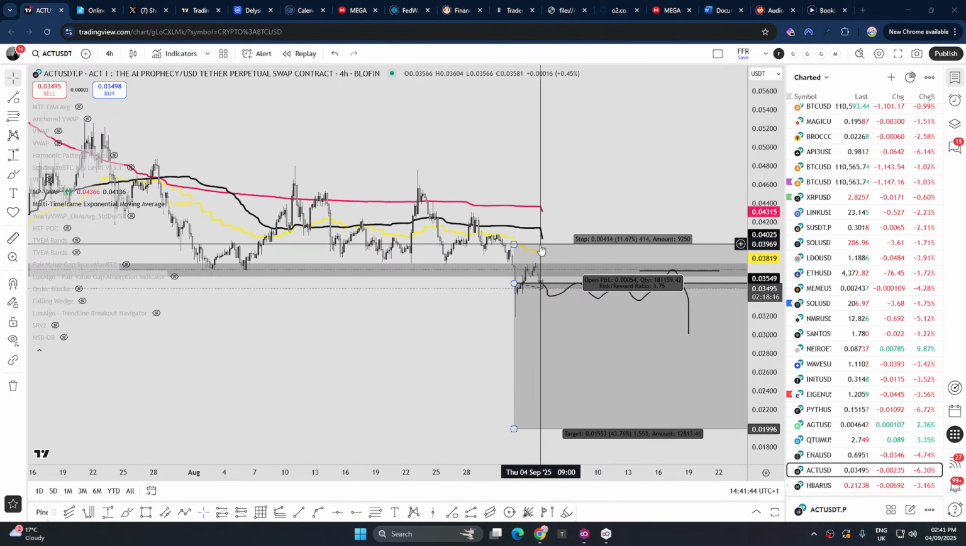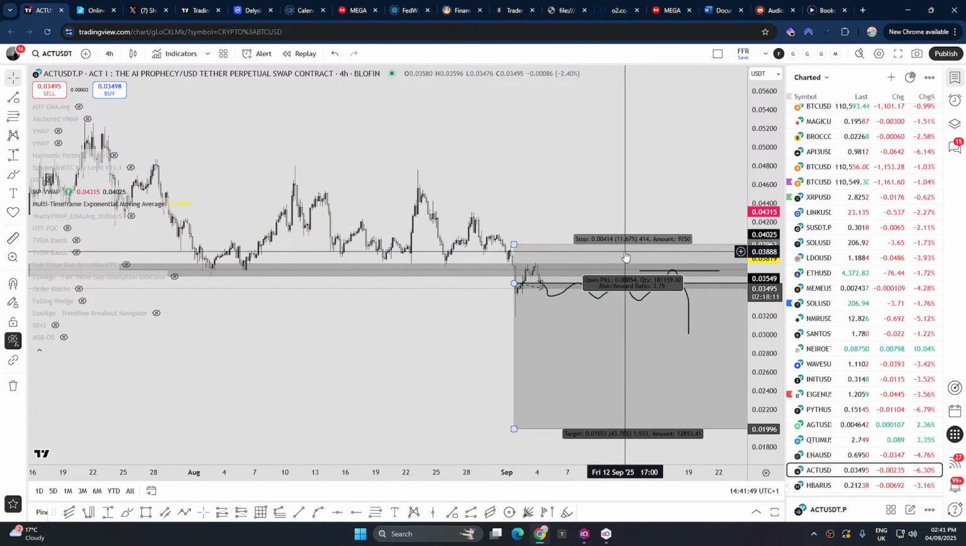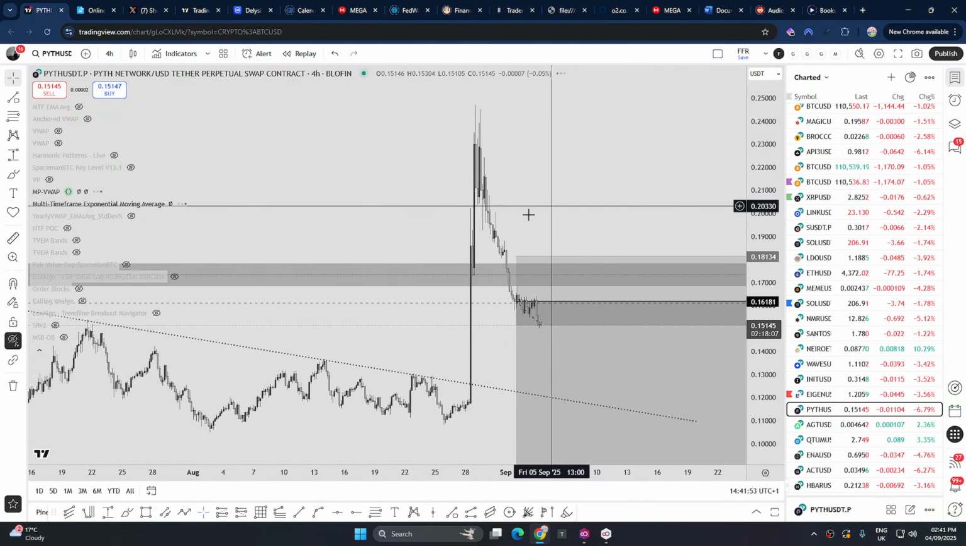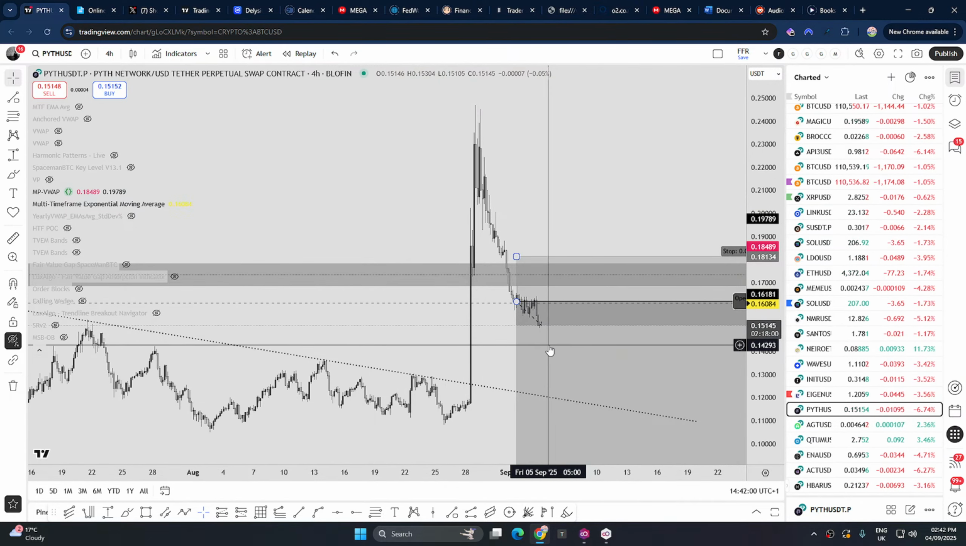This is our entry point, and then this is the hard stop loss. The next short position that we have open, and by the way, I was planning to open a short position on Python. For some reason, we completely missed this short position. I was planning on opening this short position, and then this move happened overnight.